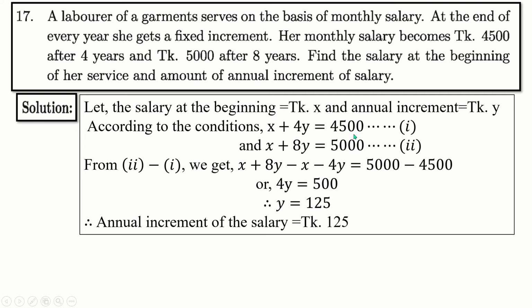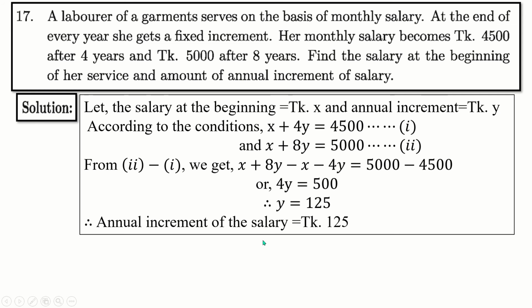That will be very easy. You can use any method: substitution, elimination, cross multiplication or graphical. From 2 minus 1, that means 2 means x plus 8y, 1 means x plus 4y. As here is subtraction, here will be minus sign, and here 5000 minus 4500. So x cut, here will be 4y. 4y is equal to 500. Therefore y is equal to 125.